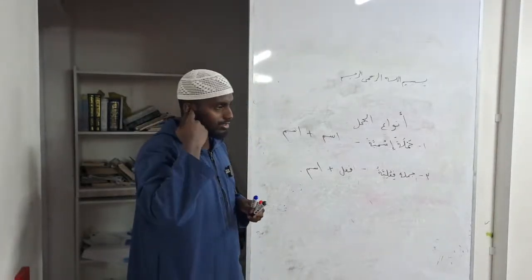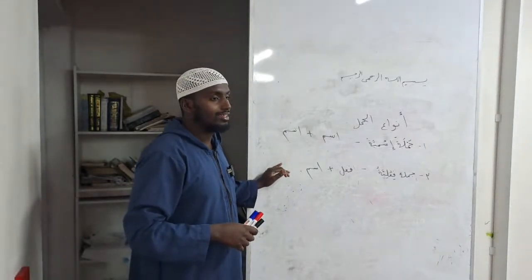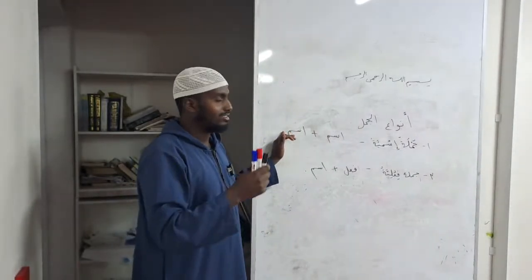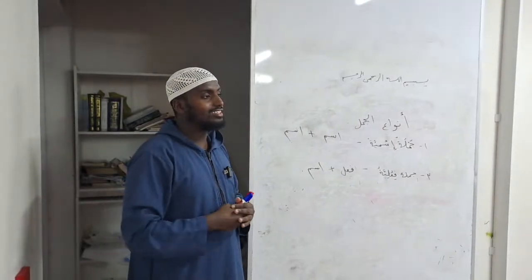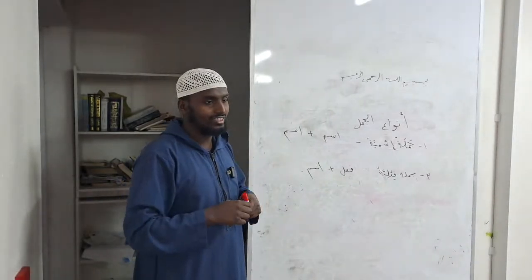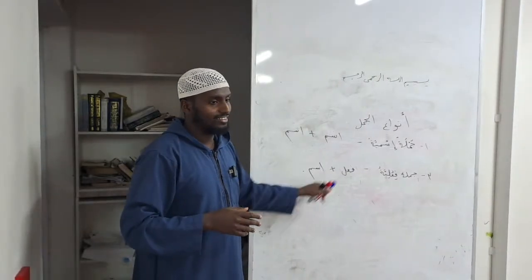Every sentence in Arabic has its differences, but this is the basic structure. Every sentence in Arabic has to have either ism and ism or fi'l and ism. So what is the thing that every sentence has to have? What is the thing that should be in every sentence? An ism. And you see there's an ism.